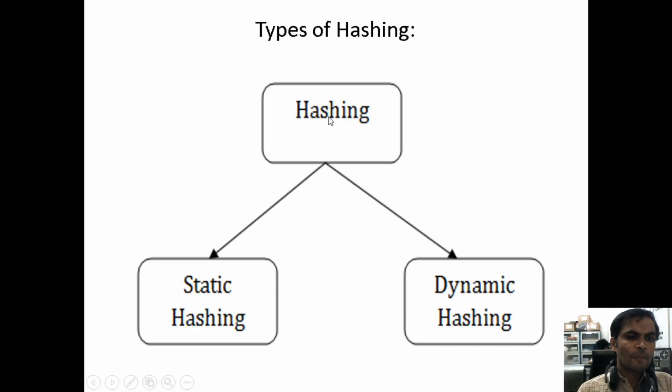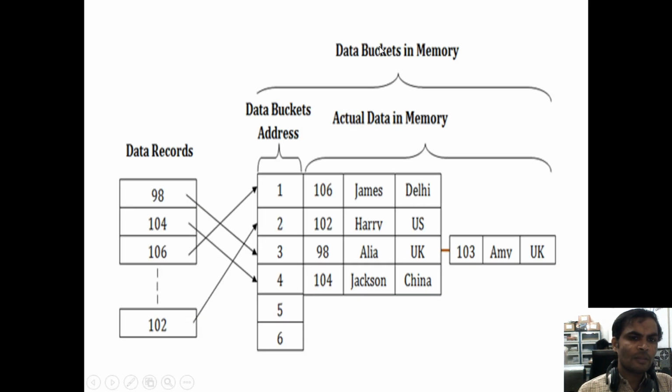Now, taking the data bucket in memory: under the data record there is only the unique value, and under the data bucket there is the data bucket address and the actual data in memory. See here, 106 is a data record, a unique value, and it points to the data bucket address available here. Now coming to 98, a unique value, it points to its address available here. It is allocated within the memory under the data bucket itself.